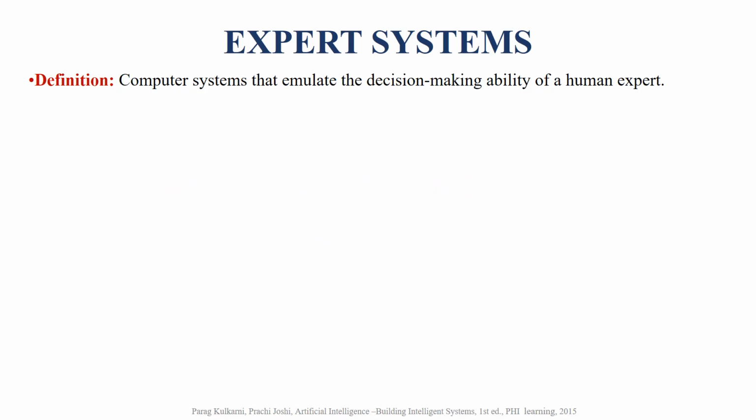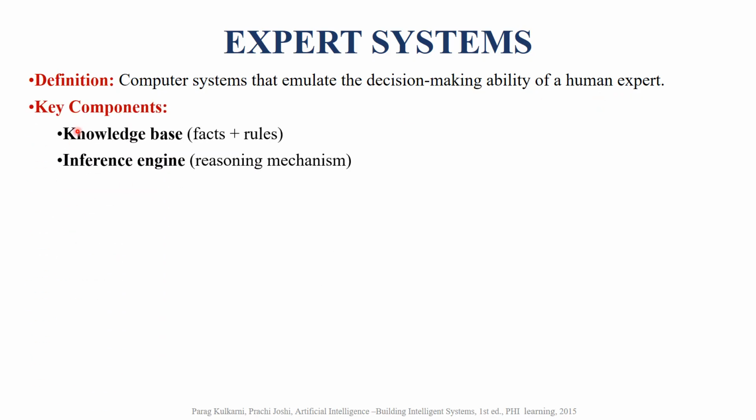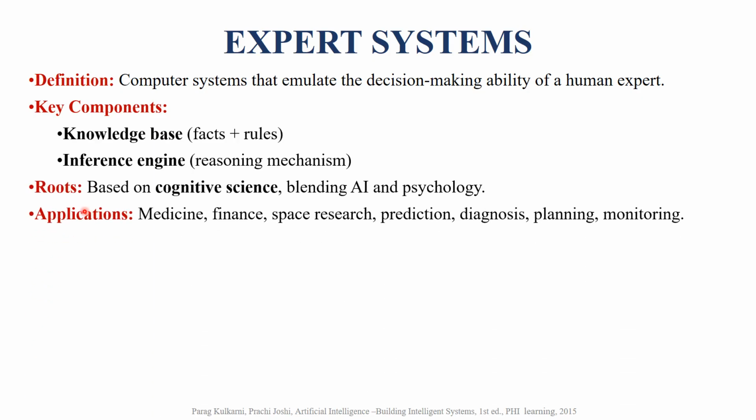Expert systems are computer systems that emulate the decision-making ability of a human expert. The key components include the knowledge base and inference engine. The main root cause is that it's based on cognitive science, which is a combination of artificial intelligence and psychology. The main applications include medicine, finance, space research, prediction, diagnosis, planning and monitoring.